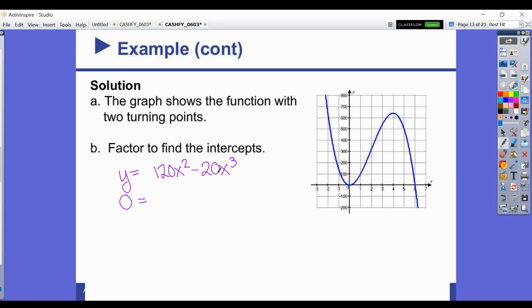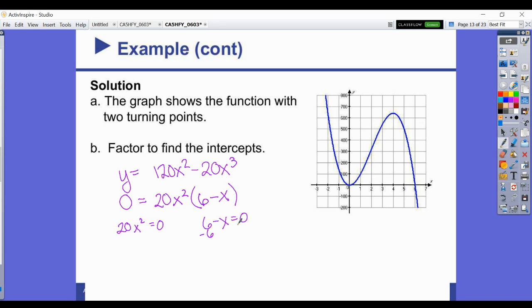Now 120 and 20, do we have any common factors here? We can definitely take a 20 out of that. We want to take out as much as we can. And there is an x squared in both of these equations, so I can take an x squared out. If I take out 20x squared, 120 divided by 20 is 6. And the x squareds are gone, and then minus, and that would be 1x. So there is my factored form, and I have it equal to 0, so I can use the 0 product property. 20x squared equals 0, or 6 minus x equals 0, and I need to solve each of these.